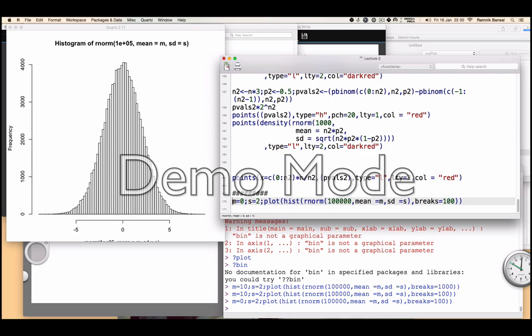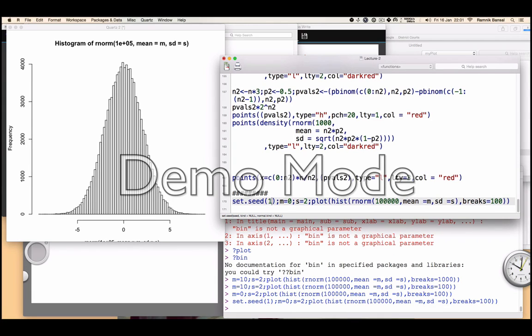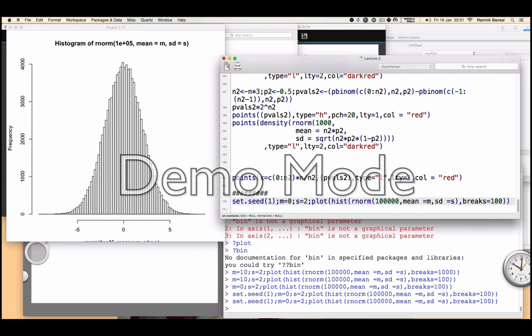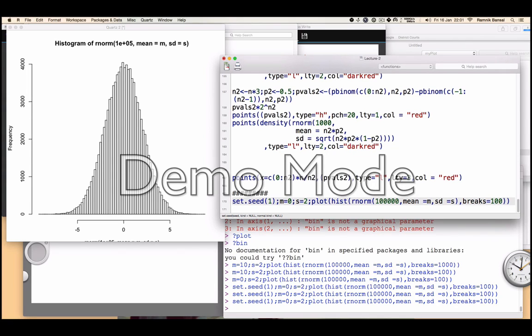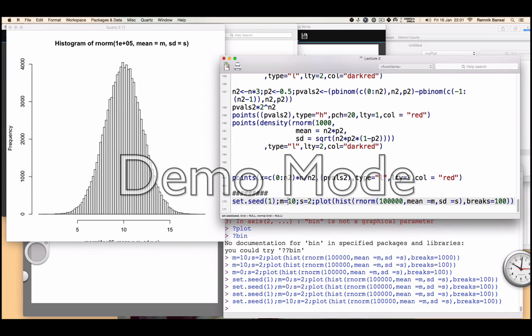Just to ensure that everything is the same, I say set dot seed 0 or 1, which will ensure that whatever random numbers are generated after that will be the same all the time. You see, every time I'm executing it, I'm getting the same. Now I'm making the mean as 10. Just notice, is there any change in the curve? Tell me, what is the only thing that has changed in the whole curve?